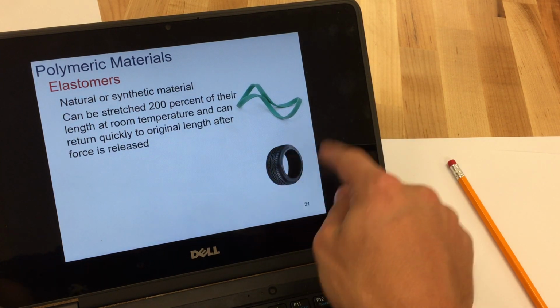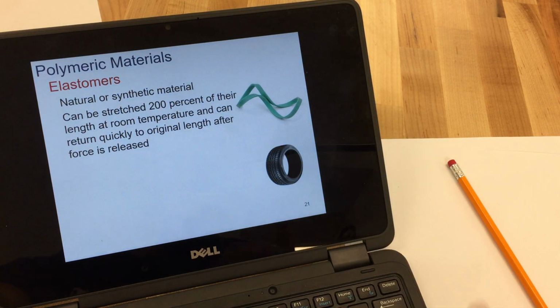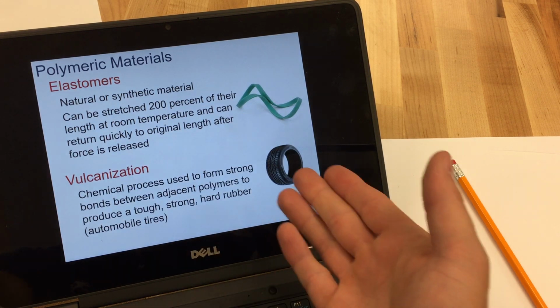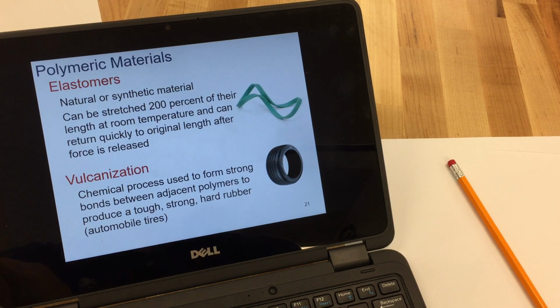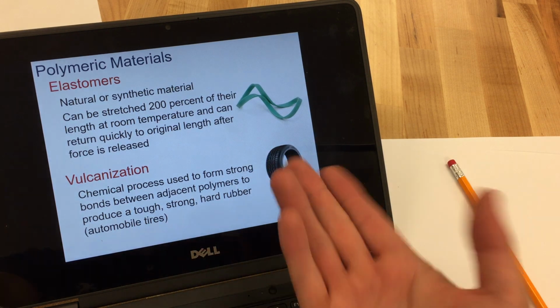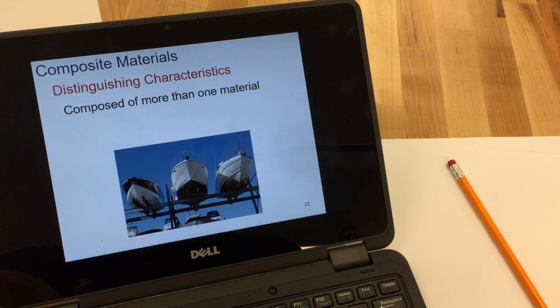Elastomers, here we have vulcanized rubber, so that's what tires are. We have rubber bands, so they can be stretched to 200% of their length at room temperature, and can return quickly to original length after force is released. That's kind of an identity of elastomers. And then vulcanization, what I was talking about from tires, is a chemical process used to form strong bonds between polymers. So that is a quality of tires like that.